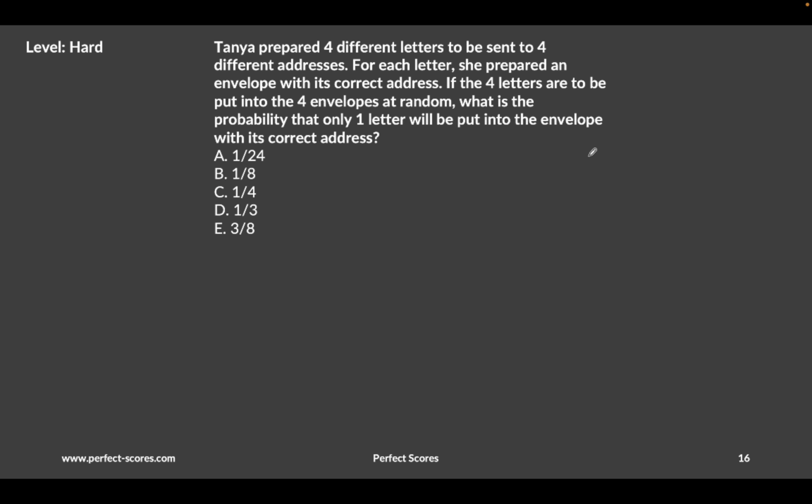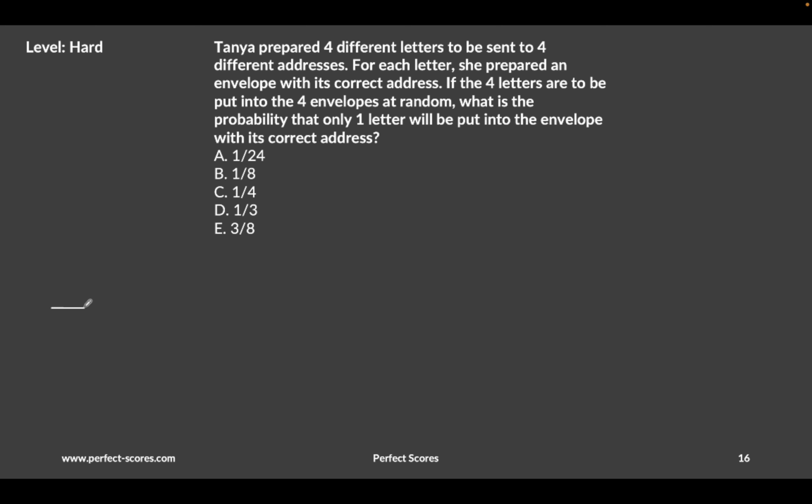So this is a classic GMAT question. It says that Tanya prepared 4 letters to be sent to 4 different addresses. You can pause this question if you want to solve it yourself. For each letter, she prepared an envelope with its correct address, and they are put in 4 envelopes at random. What is the probability that only 1 letter will be in the envelope with its correct address? So first of all, how many slots are there?